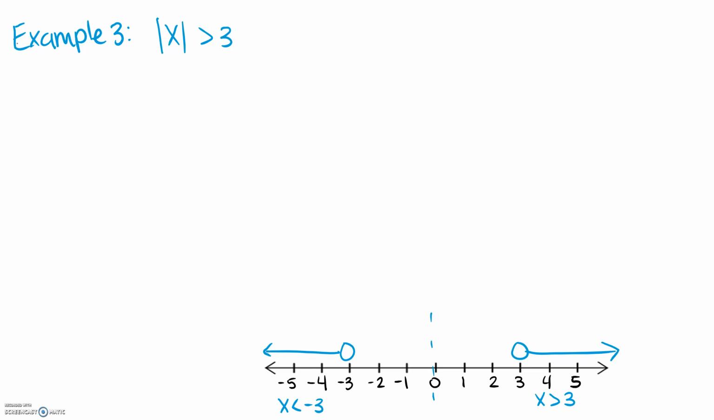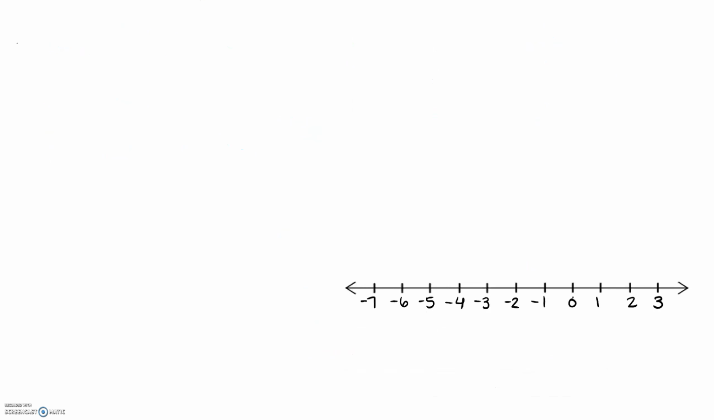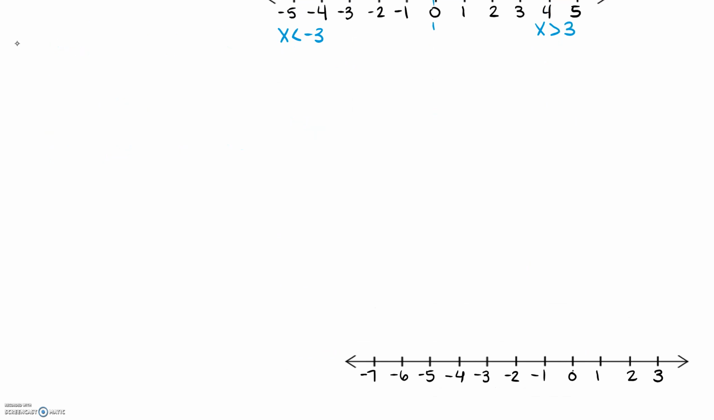So then we have our solution to be the set of all numbers x such that x is less than negative 3 or x is greater than positive 3. So instead of putting a compound inequality here, we have to use an or statement to show that x can be less than negative 3 or greater than positive 3. Okay. Let's move on and look at example 4.